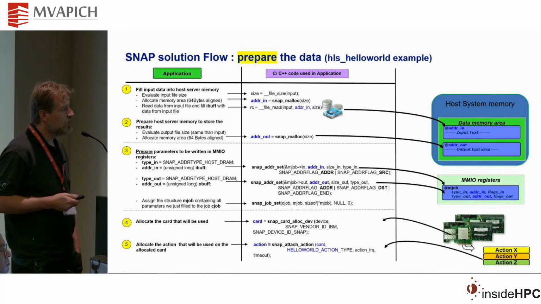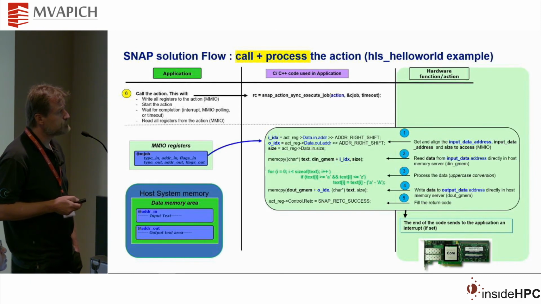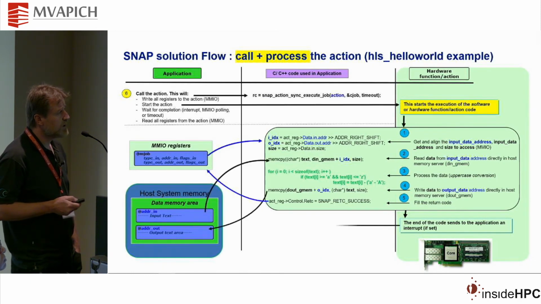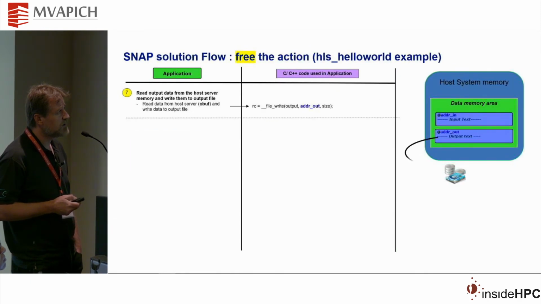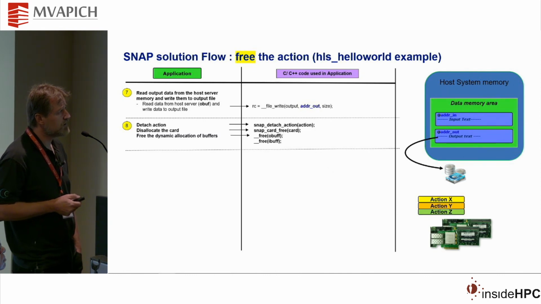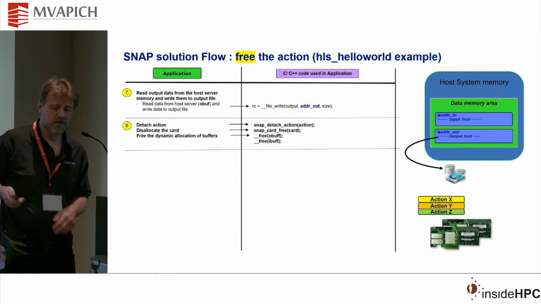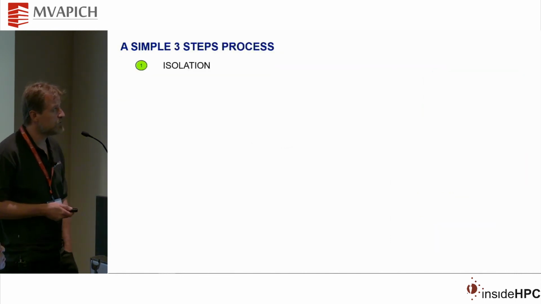Okay, let's avoid all these details. This is the way we exchange the data. So everything is detailed here to have a good comprehension of what's happening. At the end, you detach the action, you detach the card, and you free the buffer that your application used to converse with the function.